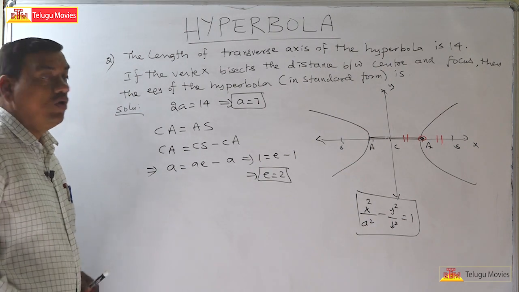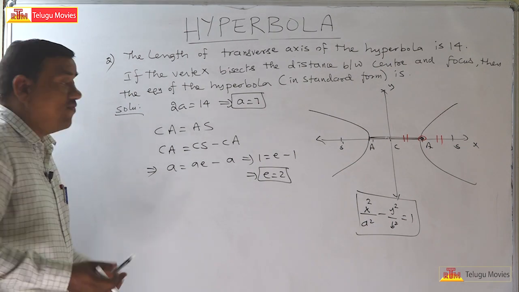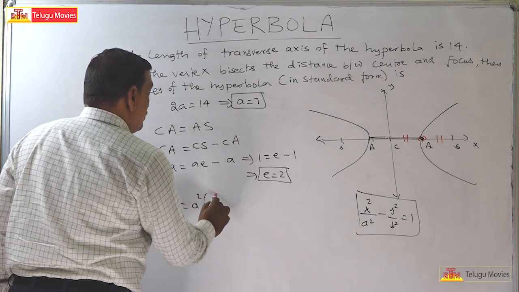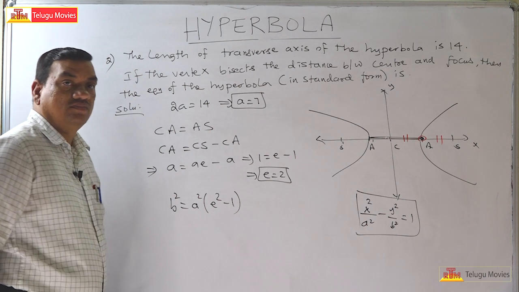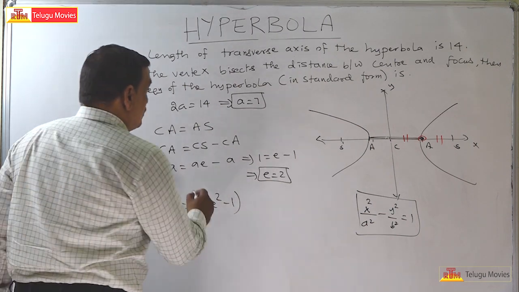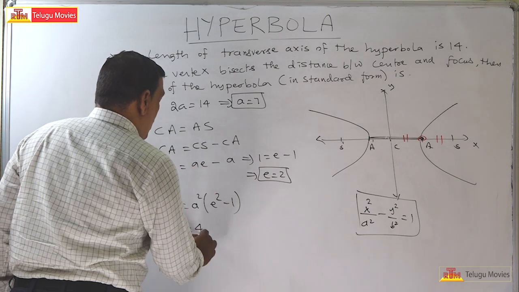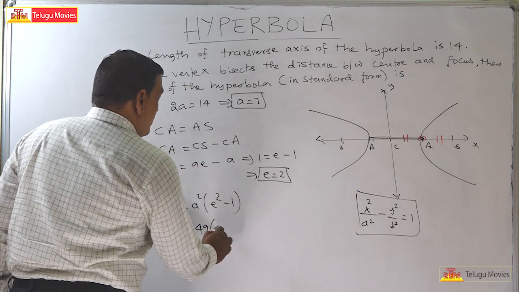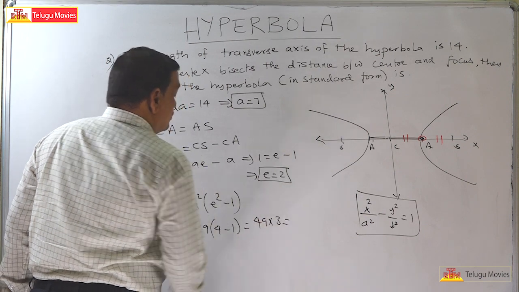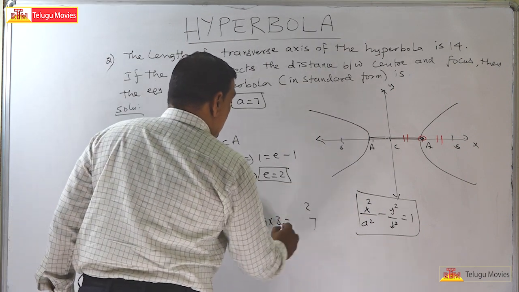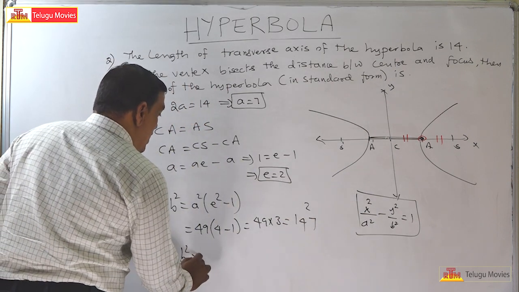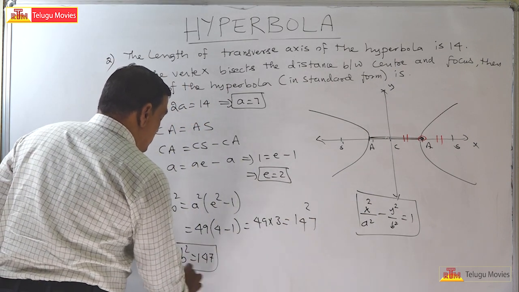So nice. Now we can easily find the value of B. We know that B square is equal to A square into E square minus 1. So this is equal to A square, which is 49, into E square, which is 4, minus 1. So that is 49 into 3. 3 9s are 27, 3 4s are 12, so 147. Therefore B square is equal to 147.